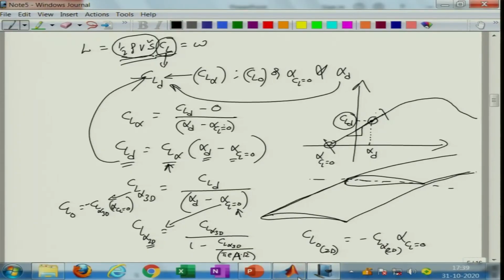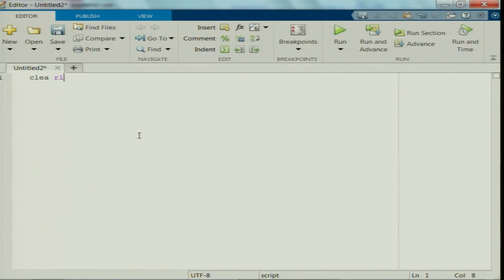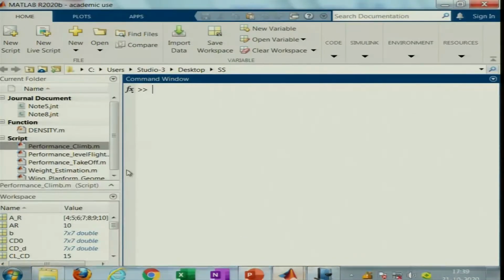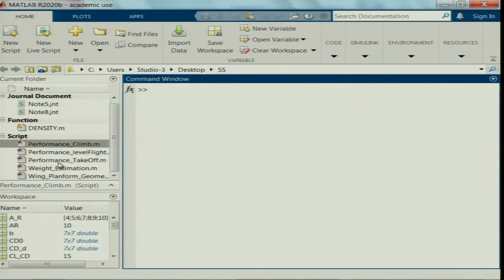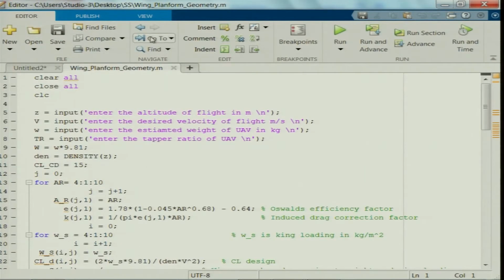Fine. So, let us now write an algorithm to do this. So, it is a new script again. So, what we have is CL underscore design. So, CL underscore design from our previous performance, like wing planform geometry, we will try to take data from there.